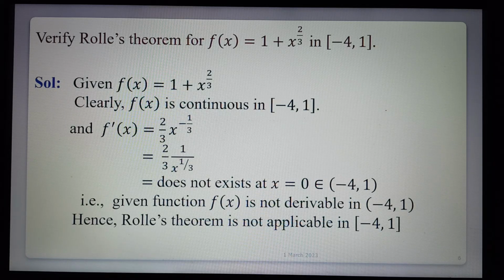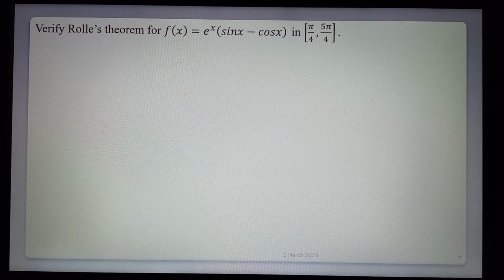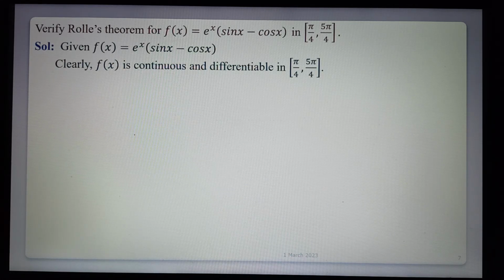See the next example. Verify Rolle's theorem for f of x equal to e power x into sin x minus cos x in the closed interval minus 5 by 4, 5 by 4. So the given function is clearly continuous and differentiable, because e power x is the exponential function, which is always continuous and differentiable. Sin x and cos x both are continuous and differentiable. Therefore the product of the two functions is also continuous and differentiable in the given interval.